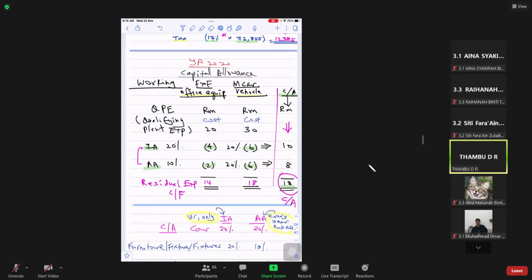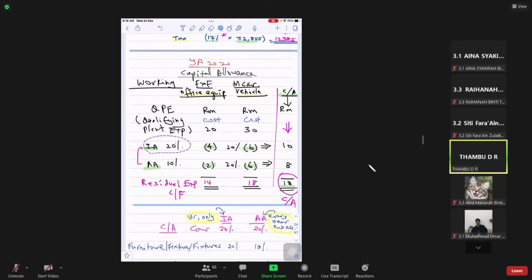Okay. Now, for taxation, each asset you keep separately to calculate your capital allowances. So the cost for taxation, we call it QPE. The word QPE means qualifying plant expenditure. In accounting you call it cost; in tax you call it QPE, qualifying plant expenditure. The word plant means asset, non-current asset.